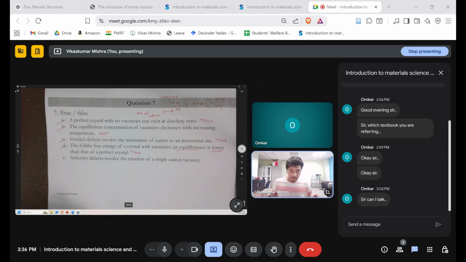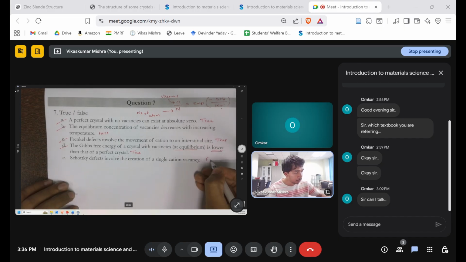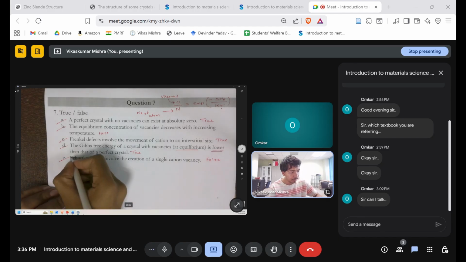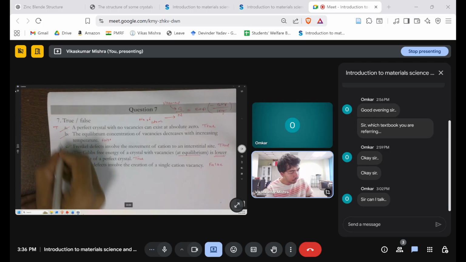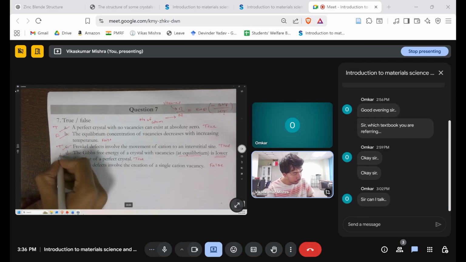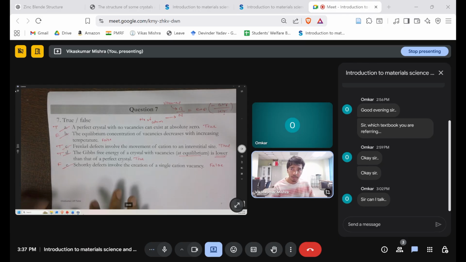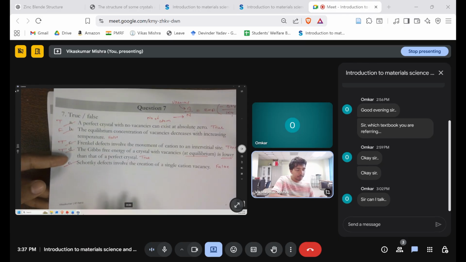Last part. Schottky defect involves the creation of a single cation vacancy. False. It will lead to the creation of both the cation and the anion vacancy. Okay. True, false, true, true, and false. Great. Let's move to the next part, question number 8.